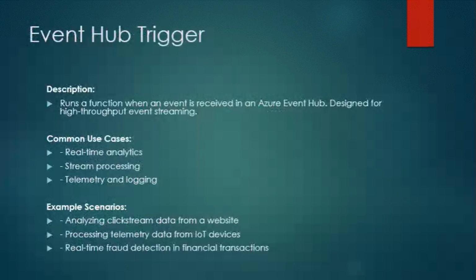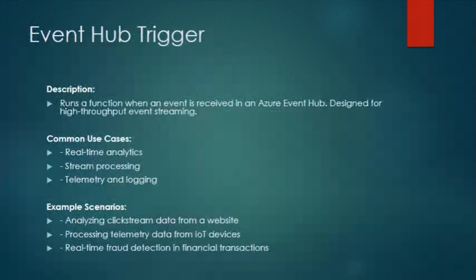Let's move to the next and last one. The SendGrid trigger basically runs a function when a new email is sent to Azure SendGrid. As we know, SendGrid is used for sending email and attachment kinds of information. For example, it is commonly used for email processing, email automation, and notifications through email whenever you are sending.